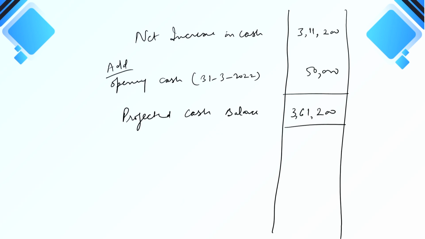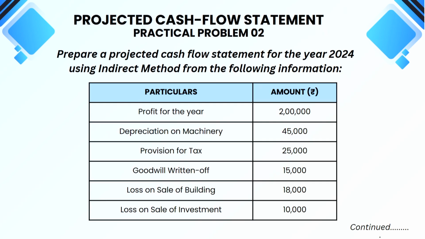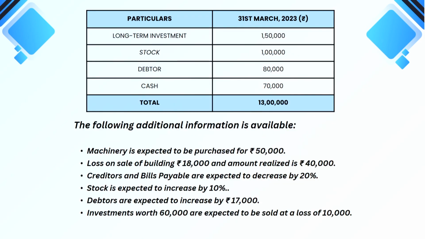Moving ahead to the question number 2, in which the similar kind of information is provided along with the balance sheet and the additional information, so that we can treat each and every item one by one. To start with, now I think you are in a position to calculate the different things. So I'm directly going to prepare a statement using all the steps.